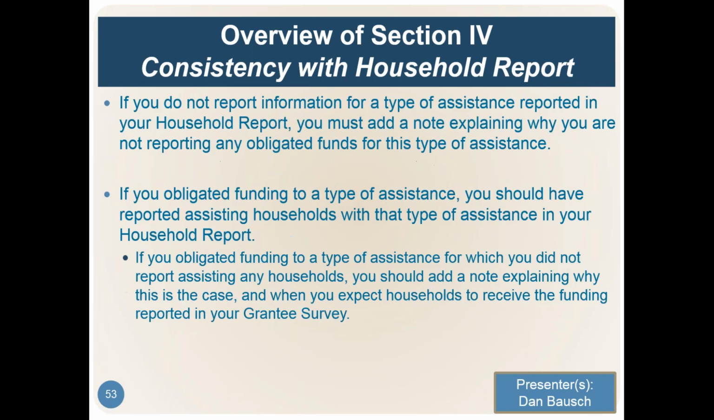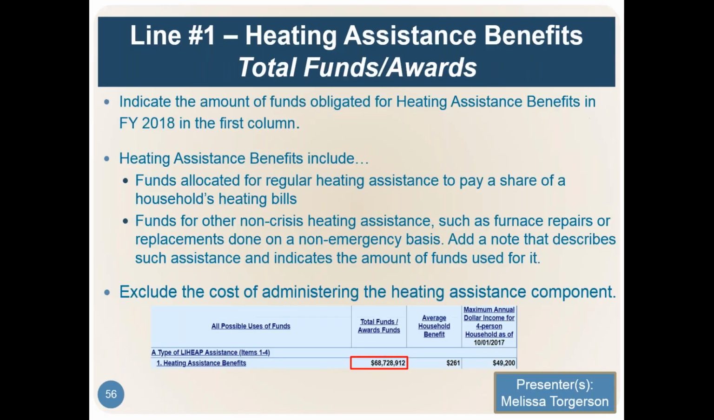So I'm sorry, we can go ahead. I know we'll hit on that again, but I can't underscore that piece enough. So total funds and awards.